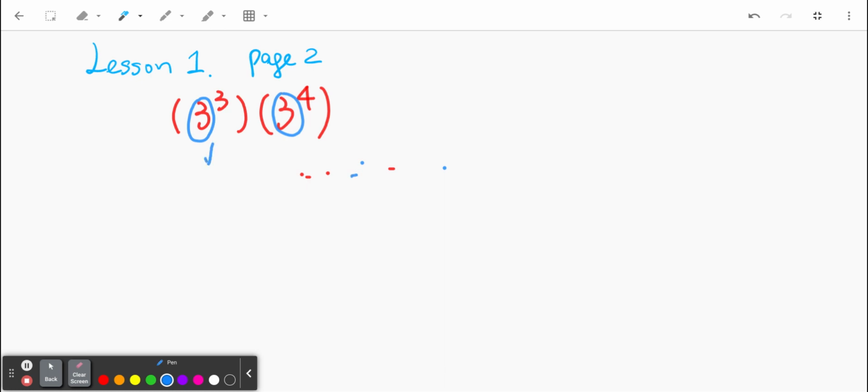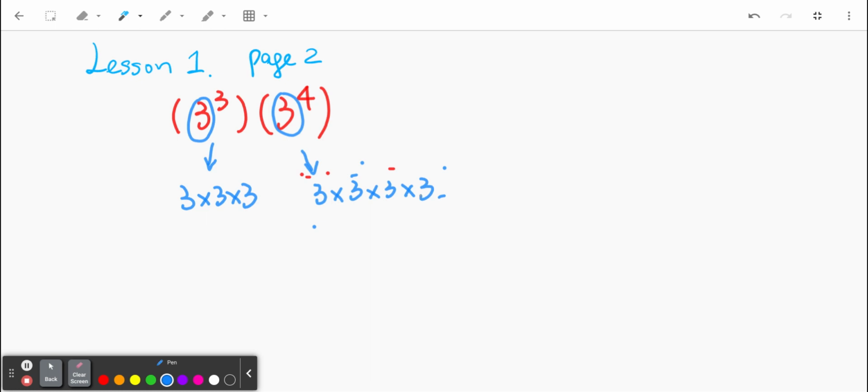So 3 to the power 3 indicates how many 3s multiplying each other, Jerome? Very good. It's 3, so that's B. 3 times 3 times 3, right? So 3 to the power 4. Isaiah, 3 to the power 4 is how many 3s multiplying each other? 4. Very good. So it's 3 times 3 times 3 times 3.